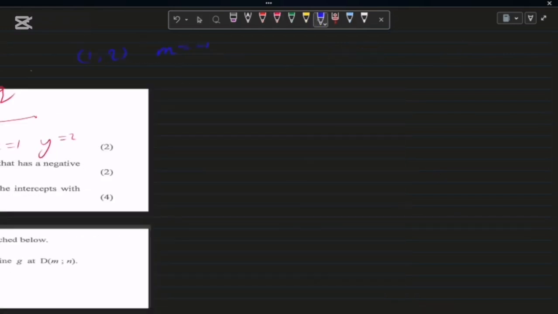So the equation will be y is mx plus c. Now we know that m is -1, so it should be y equals negative x plus c, and then we have a point, so we plug in the point and solve for the value of c. So y is 2, x is 1, so we'll have 2 equals -1 plus c. We take the 1 to the other side, it becomes +1, so 2 plus 1 is equal to c, so c is equal to 3.